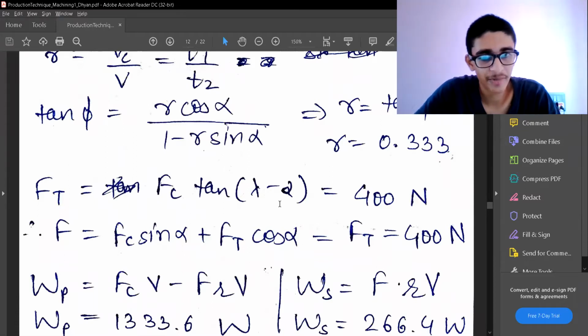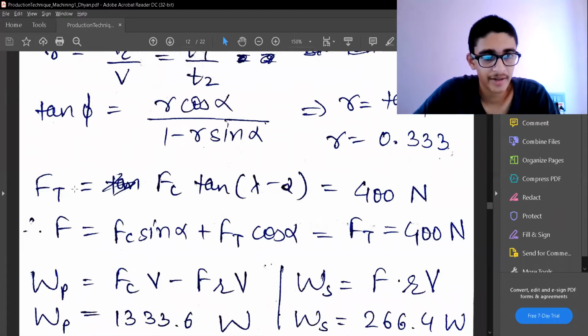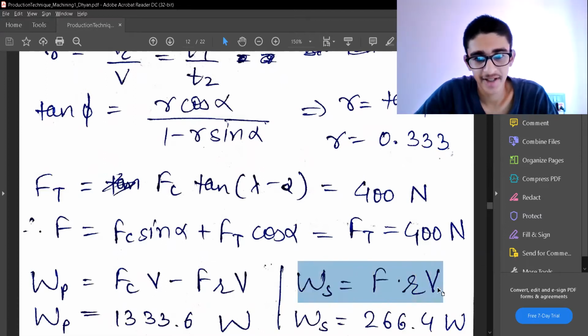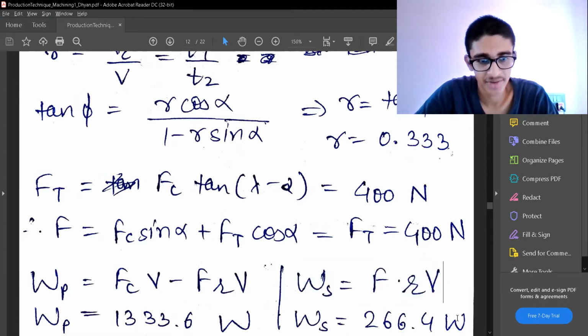From there, the trigonometric relations come up and we can find Ft. And from Ft, we can find F, that is the total force F. And Wp will be the equation which we have derived earlier. So that is over here. F is the total force. So we have got Wp, that is the primary work, or work done in the primary region. The work done in the secondary region was given by this, so that is also estimated.